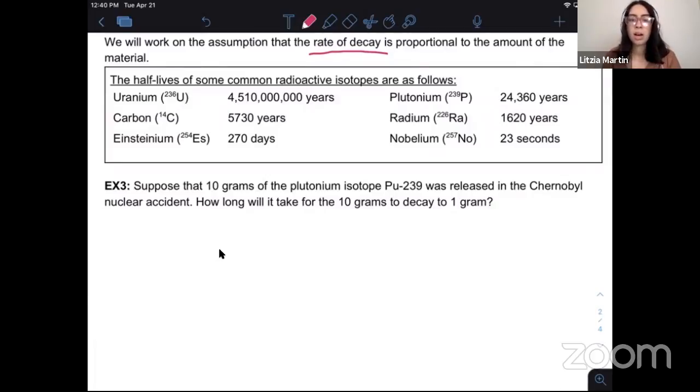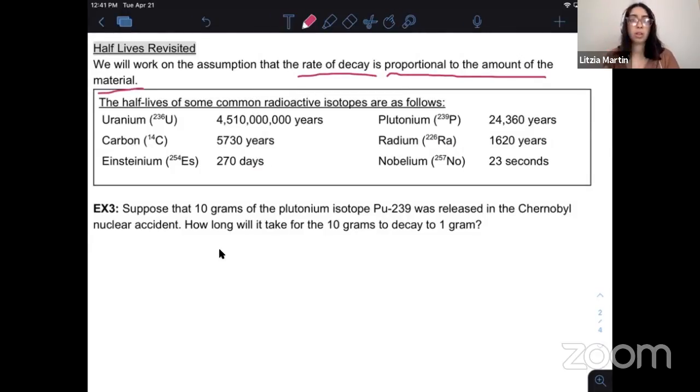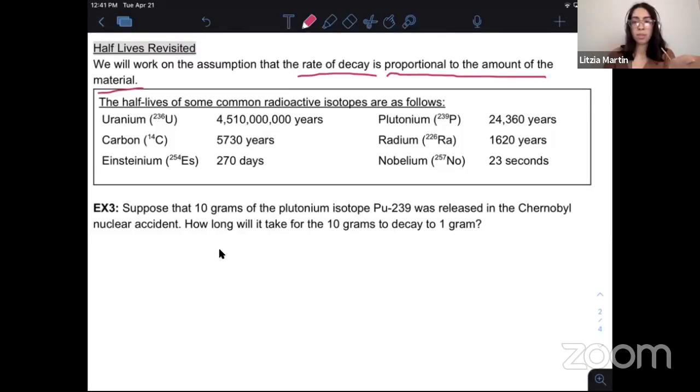Whereas radium takes 1,620 years to get half of what you started with. So that's a much slower rate of decay than nobelium, for example. However, it's proportional. We're going off the assumption that it's proportional to the amount of the material. Like, we had 4 grams, half of that is 2. We have 6 grams, half of that is 3. So we're maintaining that proportionality. We're going off that assumption.